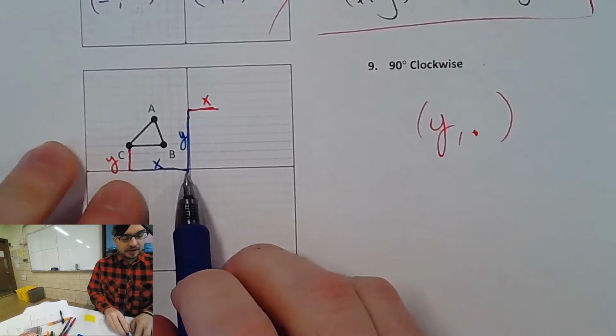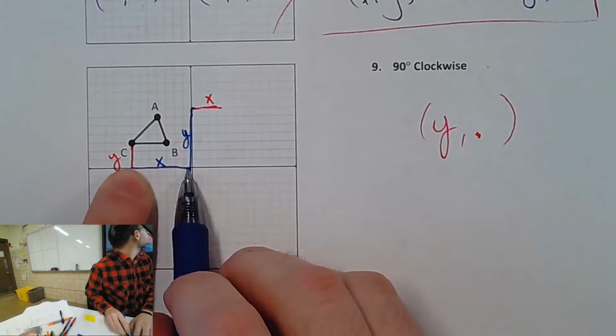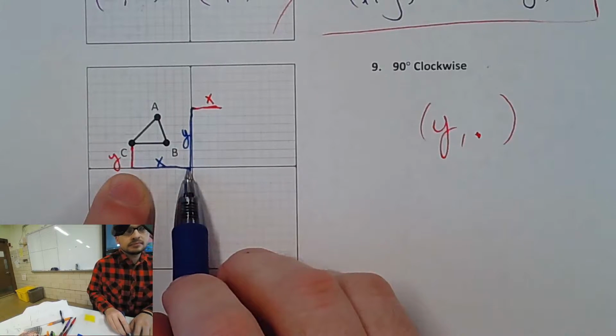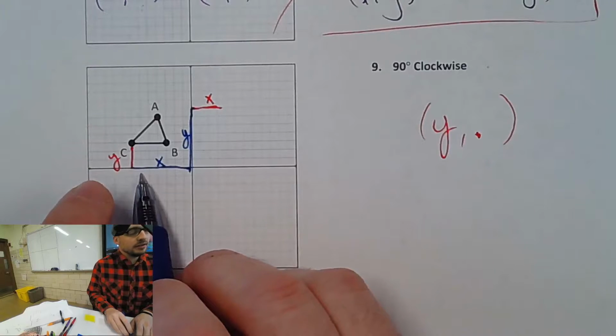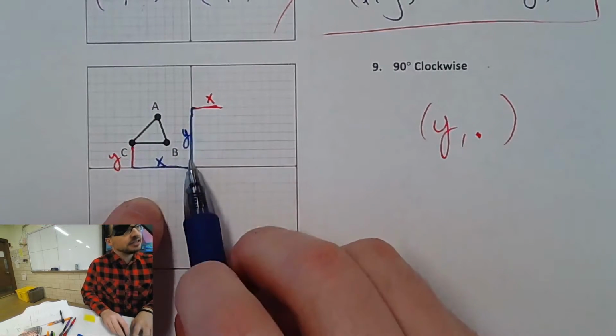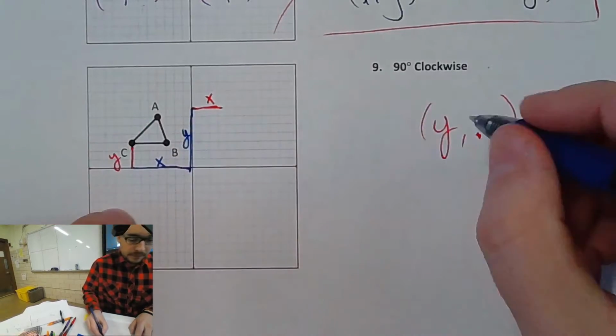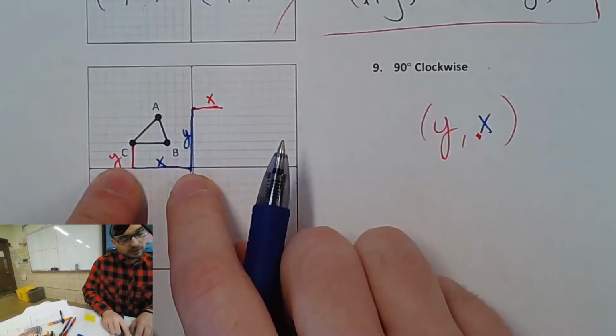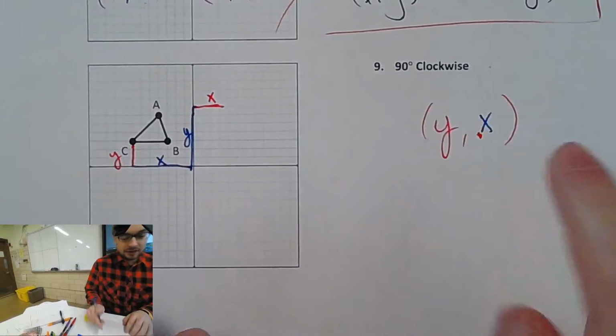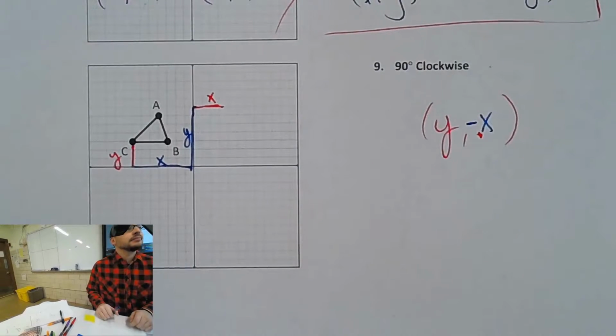What's this number down here? How long is that blue line? Seven, and it's negative, right? But when we flip it, it becomes a positive 7. So x switches to y. So that x that was there before is now a y value, and it changes its sign. So that's the rule.